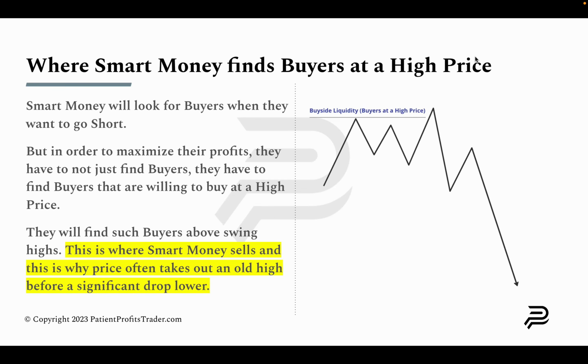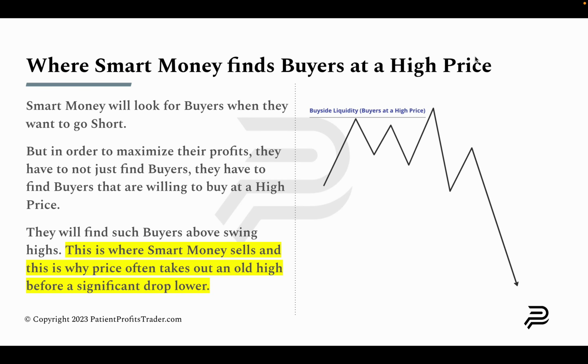So if smart money is looking for buyers when they want to go short, where will they find buyers at a high price? When smart money wants to sell, they want to sell in a premium. So they need to find buyers that are willing to buy from them in a premium. In order to maximize their profits, they don't just have to find buyers. They have to find buyers that are willing to buy at a high price. They will find such buyers above swing highs. This is where smart money sells, and this is why price often takes out an old high before a significant drop lower.